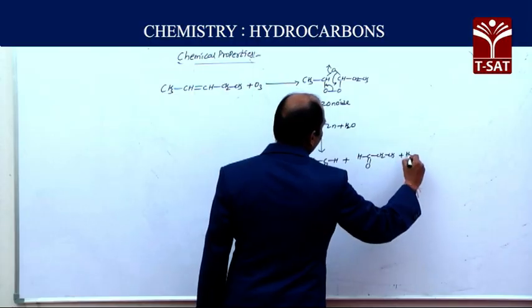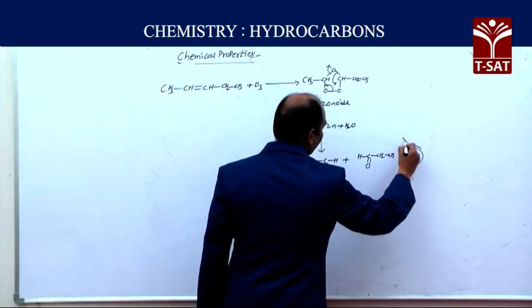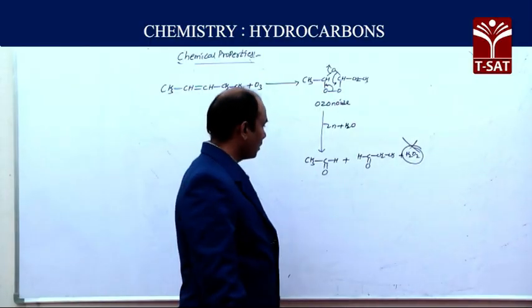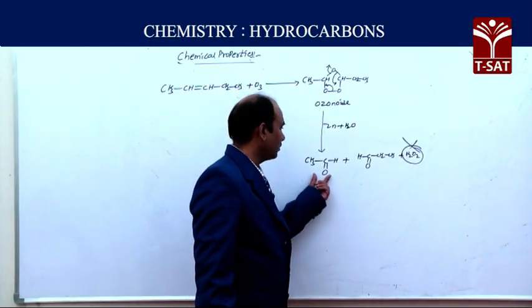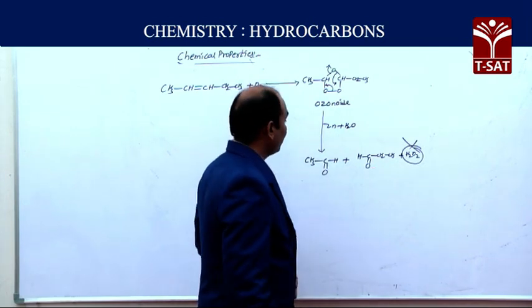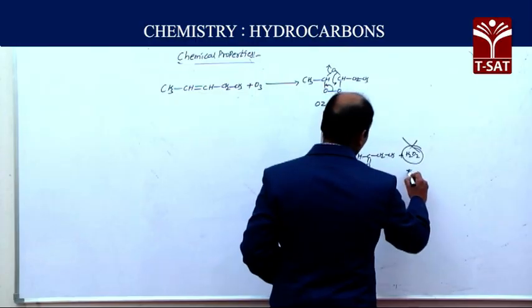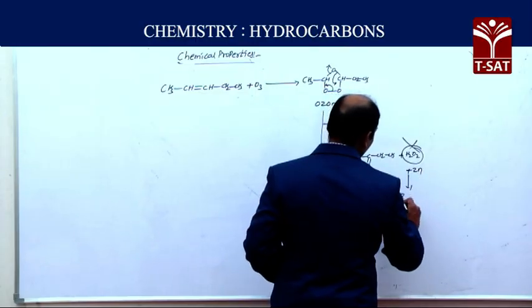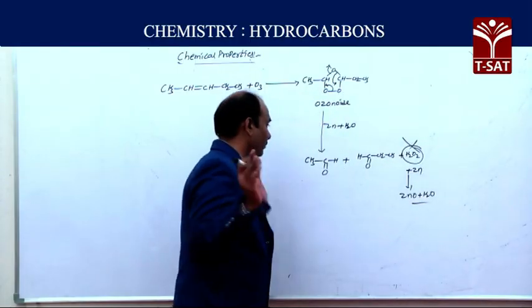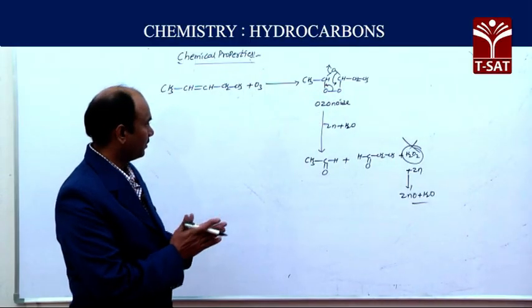The byproduct is H2O2, but this is not present in the solution. Why? Because if H2O2 is present in the solution, what happens? This one is converted to carboxylic acid, this one is also converted into carboxylic acid. To prevent this oxidation, we are using zinc. That zinc reacts with H2O2 and converts it to ZnO plus H2O. That means there is no problem, we just get carbonyl compounds.